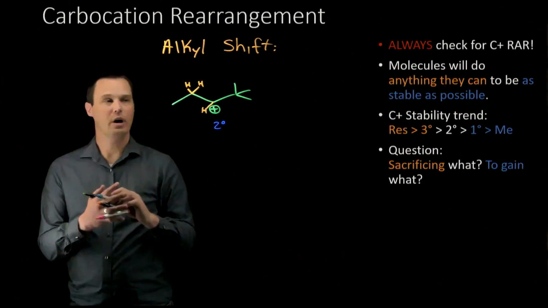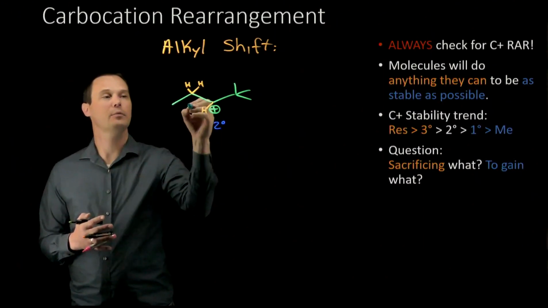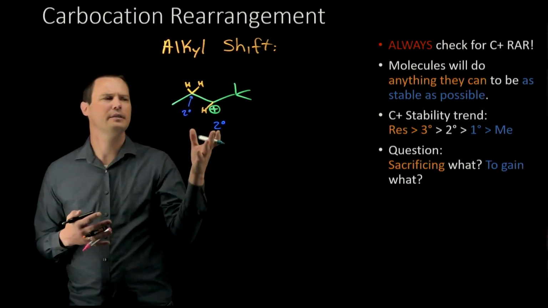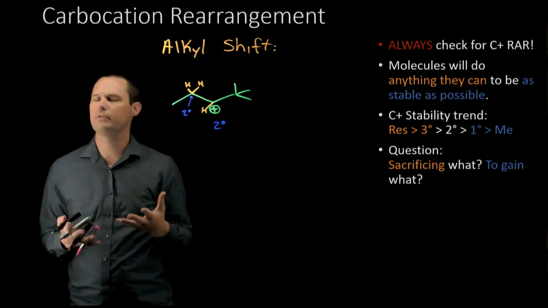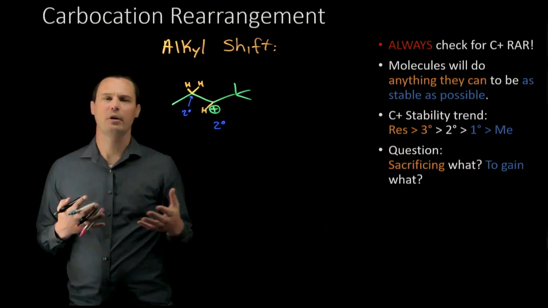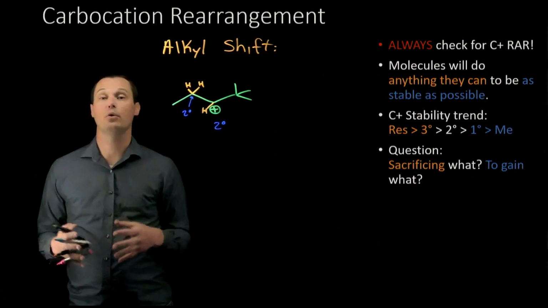If we rearrange on the left, we could move one of these hydrogens over as a hydride shift. We'd be sacrificing a secondary carbocation to gain a different secondary carbocation. We're not going to sacrifice a secondary carbocation for another different secondary carbocation. That doesn't make the molecule more stable. It makes it the same stable. There's nothing mechanistically illegal about it, but it's not going to happen because it doesn't make the whole molecule more stable.